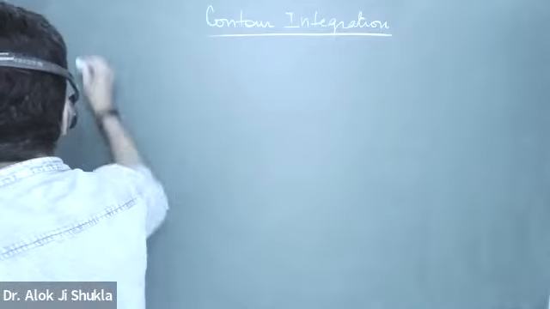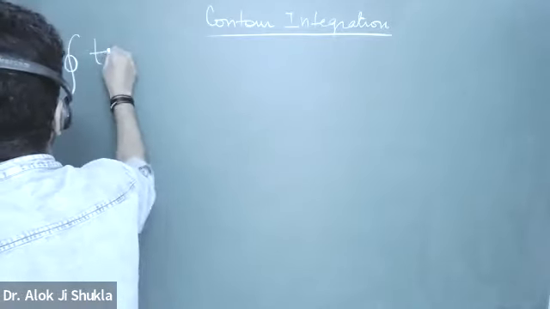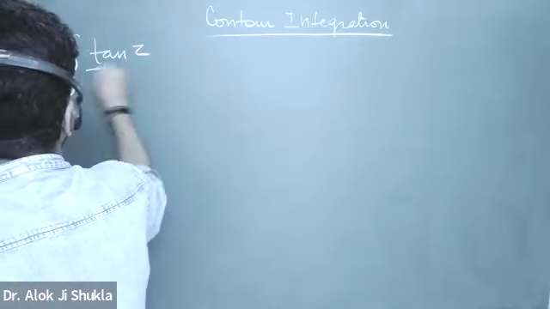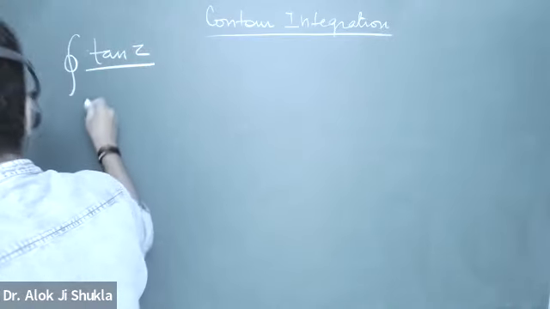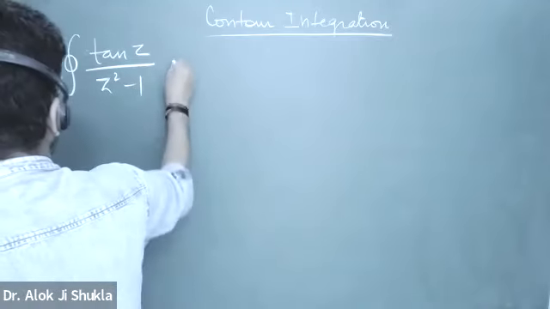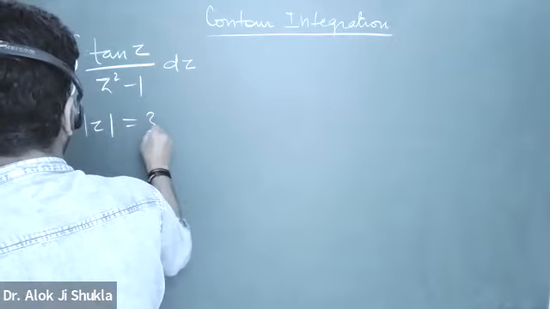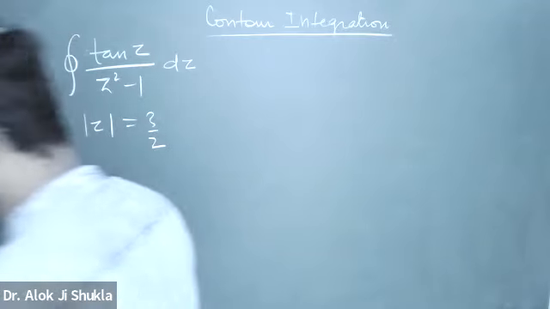Now the closed integral of tan z over z square minus 1 dz, where mod of z is equal to 3 by 2. Let us do this.